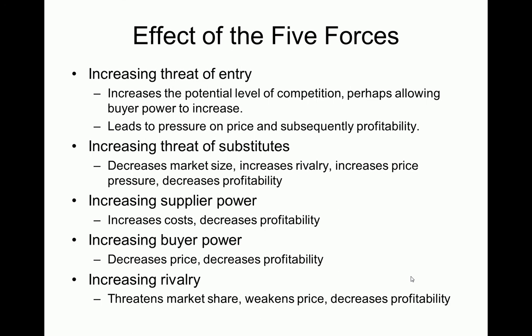Finally, if rivalry increases, then all firms are threatened by decreasing market share. Perhaps the key point of competition will be around decreasing price, which has the effect of decreasing profitability.